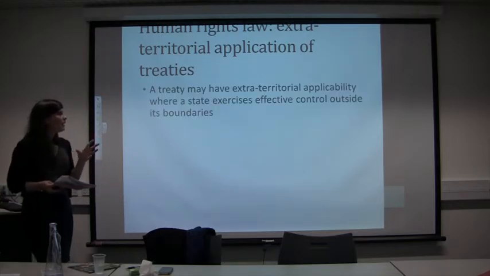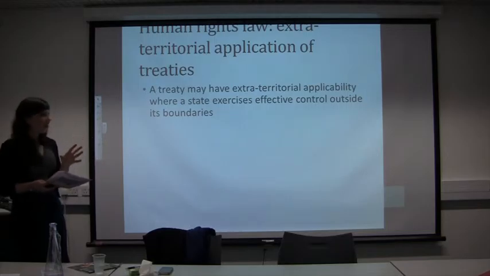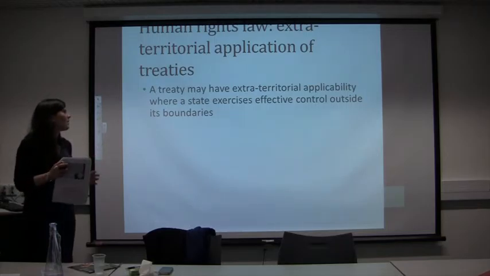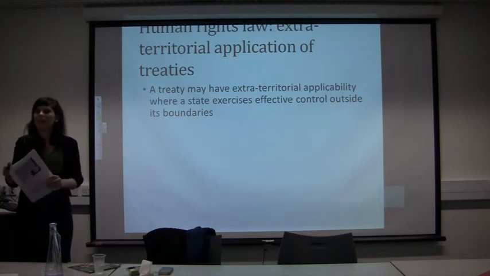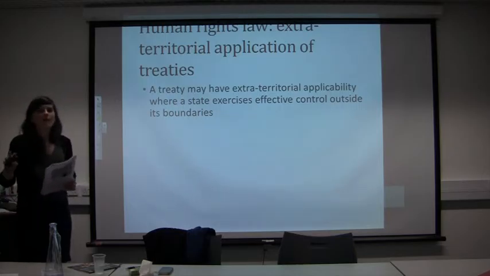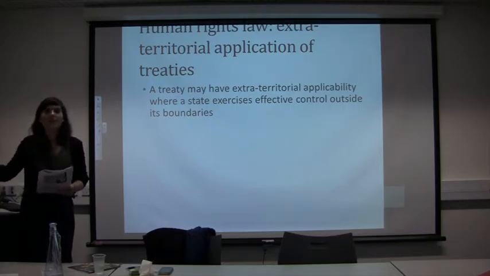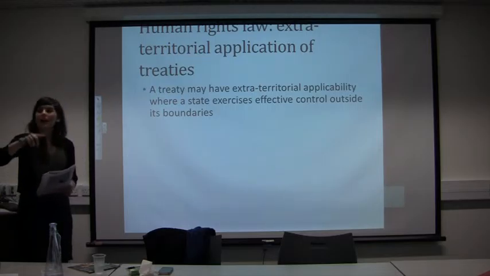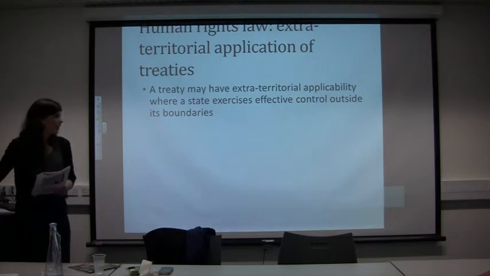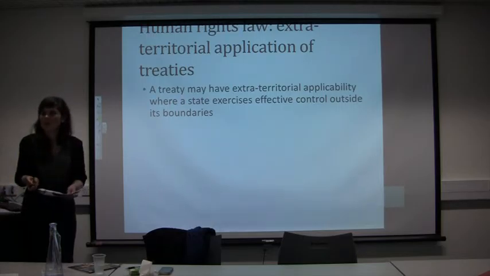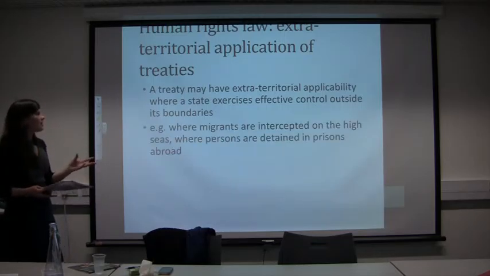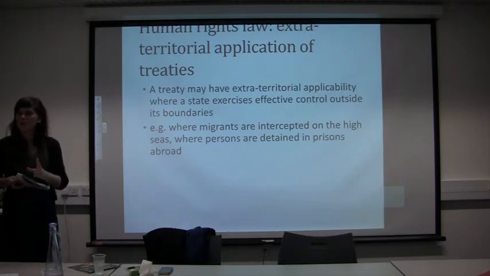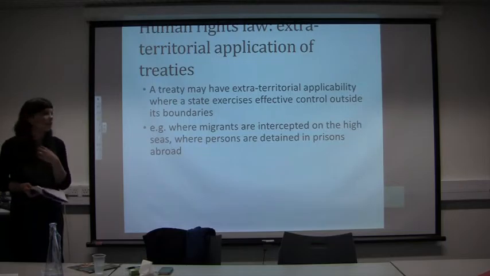And a treaty can be applicable extraterritorially where a state exercises effective control outside of its boundaries. So if a state acts outside of its territory, if the United Kingdom establishes a safe zone somewhere else, for example, and they are in effective control of that area, they are bound by whatever human rights treaties or laws that the UK is bound by. So even though they're acting outside of the UK, somewhere foreign, they are still responsible under international law for any human rights violations they might commit. Some examples are, if migrants are intercepted on the high seas, it's not a black hole of human rights law, human rights obligations still apply.